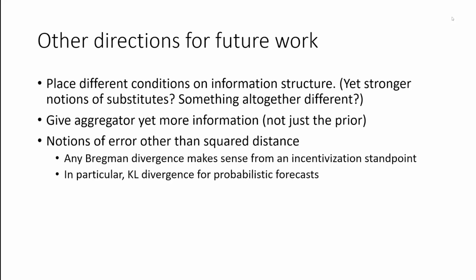Maybe you want to give the aggregator more information than just the prior. Or you might want to look at other notions of error besides squared distance. So in particular, maybe KL divergence is a good metric if the experts are estimating probabilities. In all, I think that there are lots of potential directions for future work, and I'm excited to see what comes out of this. Thank you.